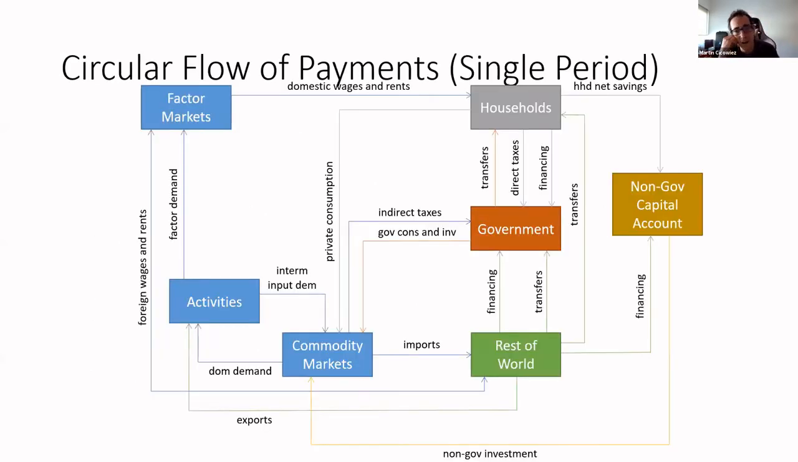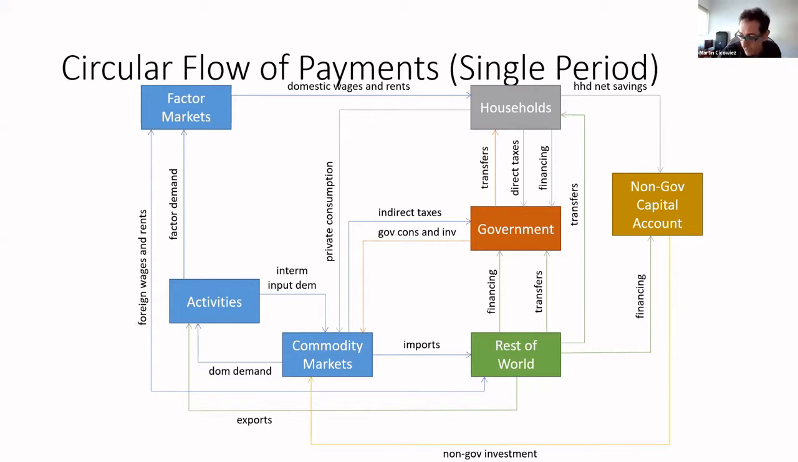So if we think of a model in terms of a figure, this is one such figure. And this is showing what we are going to have, I would say, in almost any CGE model in the literature. So we have factor markets, we have commodity markets, these are product markets. Then we have the activities, which are the ones that produce using intermediate inputs, domestic and imported, and factors of production, like labor, capital, and natural resources.